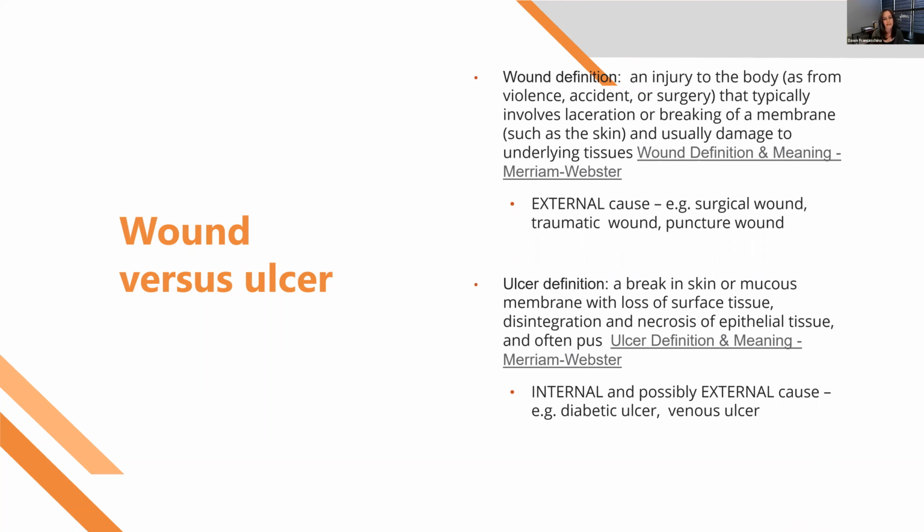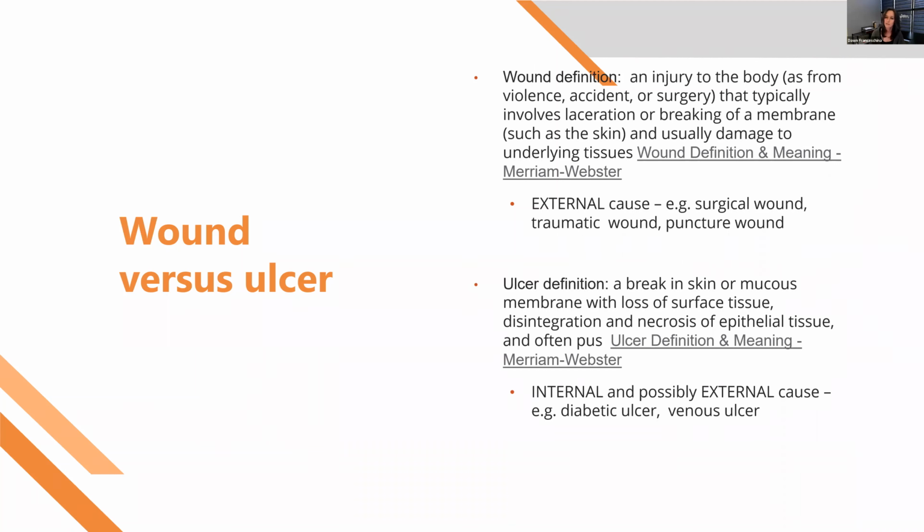So when we say a diabetic ulcer, it implies that there's an internal problem that's causing this break in the skin. So for example, with a diabetic ulcer there would be maybe structural changes of the foot or sensory neuropathy, maybe some blood flow issues. These are all internal factors that are causing the external break in the skin.